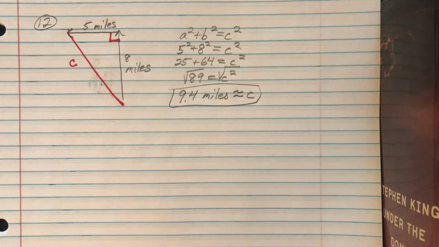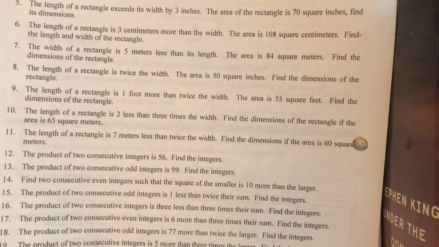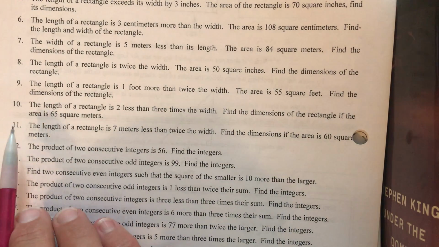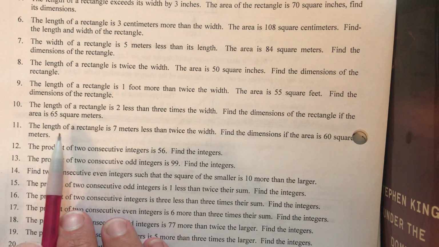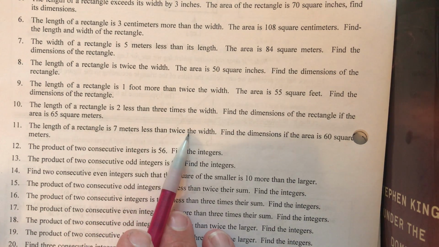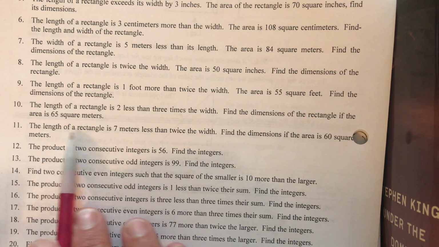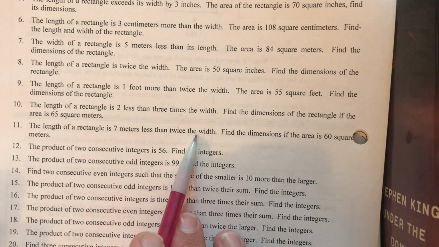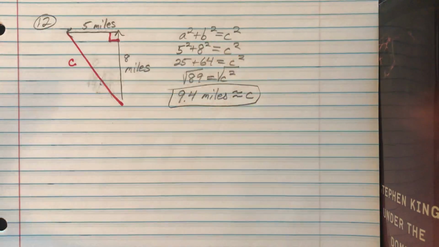Now, the last question I wanted to try is basically a quadratic word problem. So this is question number 11, but on a different page. Question 11, right here says, the length of a rectangle is 7 meters less than twice the width. Now it's talking a lot about the length and not telling you a lot about the width.